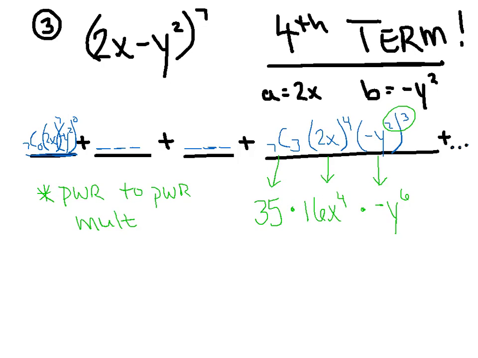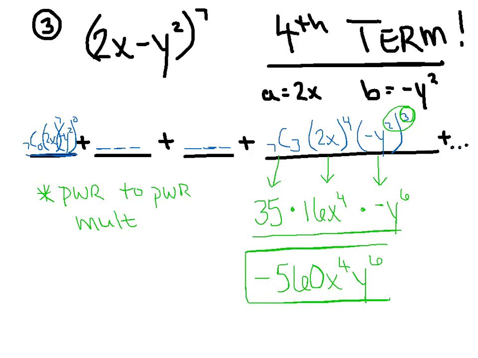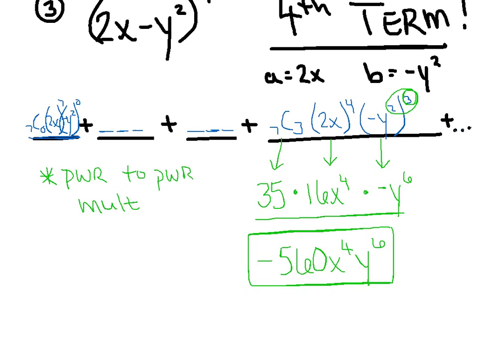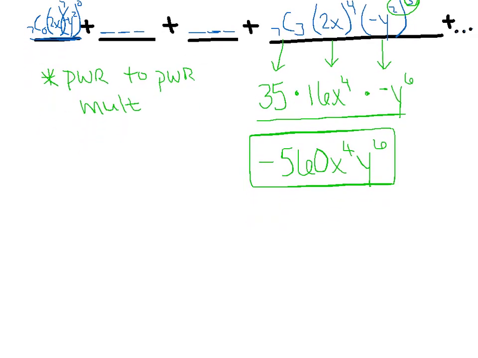You're asking yourself, why is it negative? Well, when you're raising it to an odd power, we're going to end up with a negative answer, okay? Let's see, multiply these three together. That's 35 times 16. I got negative 560 x to the 4th, y to the 6th. And that, ladies and gentlemen, is my final answer for this particular question, because they asked for the whole term. If they would have slightly changed the wording and asked for the coefficient only, then I would have simply said negative 560 and disregarded the x to the 4th and y to the 6th.